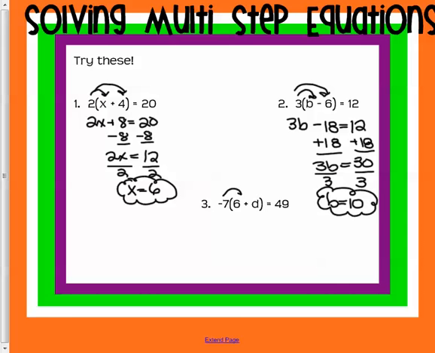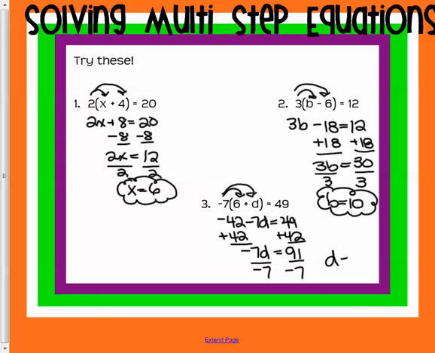We have a negative 7, so be careful with that one. So on this side, you get negative 42. Over here, we get negative 7d equaling 49. So we want to get rid of this 42. So add 42 to both sides, and we're left with negative 7d equaling 91. Now we have a negative 7 in front of the d, so to get rid of it, we divide by negative 7, and d equals negative 13.